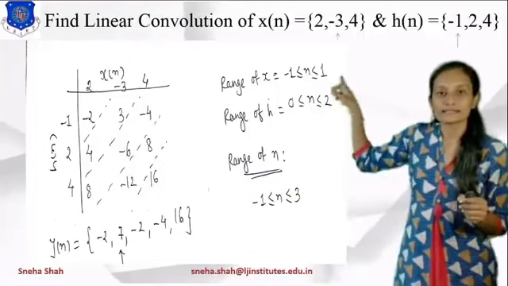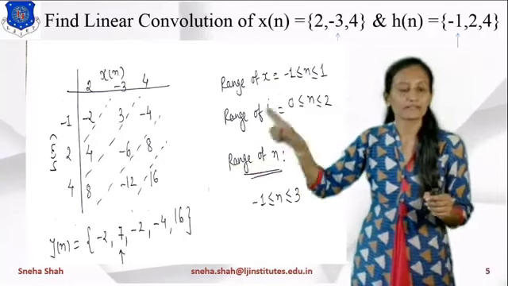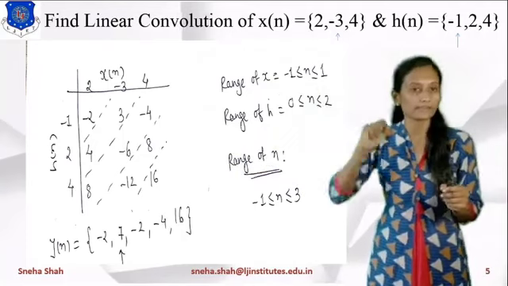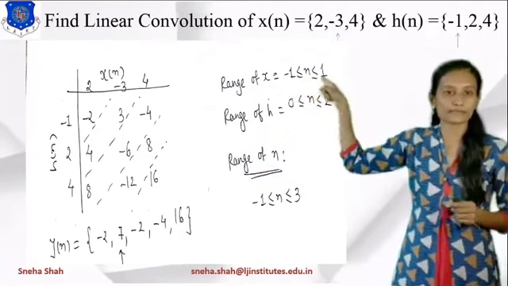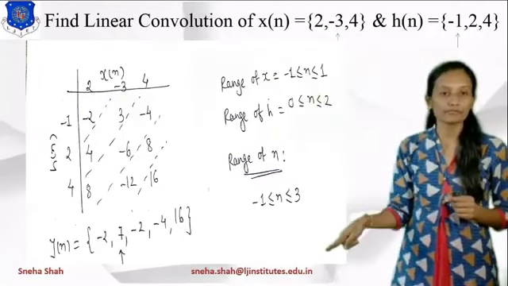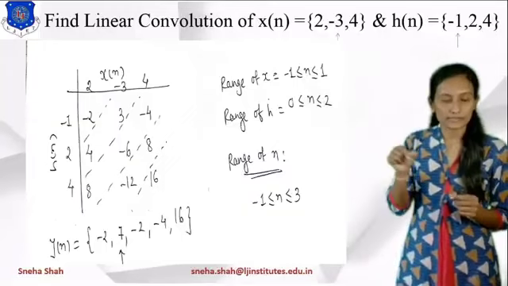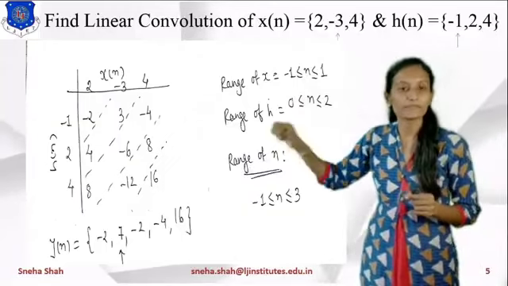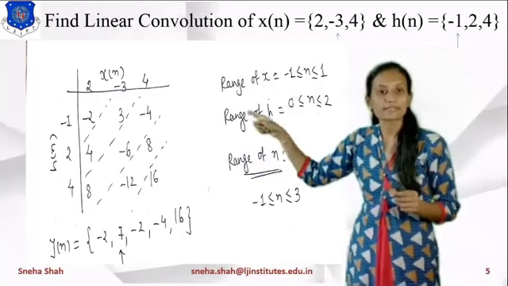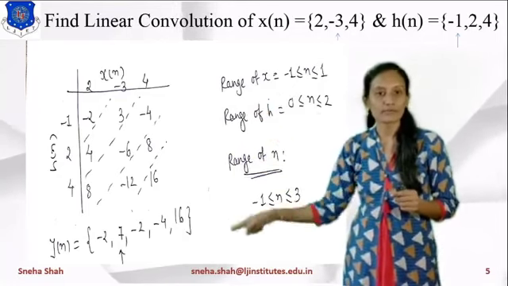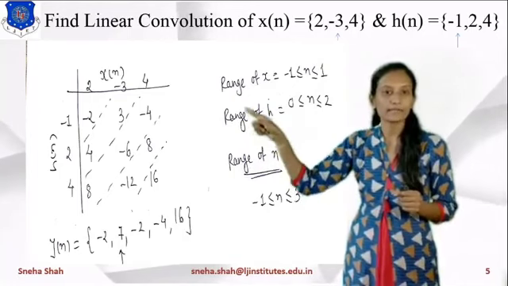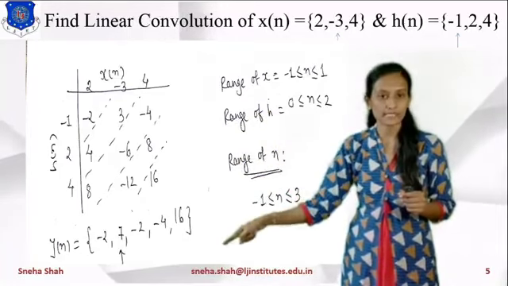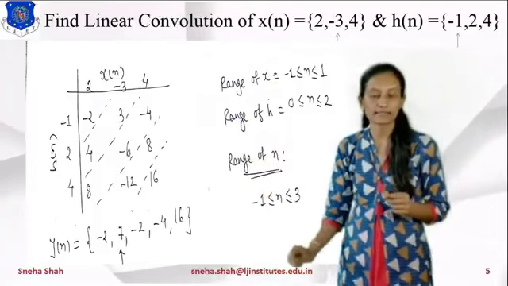Now we have to solve this example by using the tabulation method. So we write x of n on one side and h of n on the other side. We write like this: 2, minus 3, 4, and minus 1, 2, 4. Now we multiply all the terms with each other, then we draw these lines, and in these lines we add the terms. So the answer will be like this: minus 2, 4 plus 3 means 7, 8 minus 6 minus 4 means minus 2, minus 12 plus 18 means 6, and the last term will be 16.